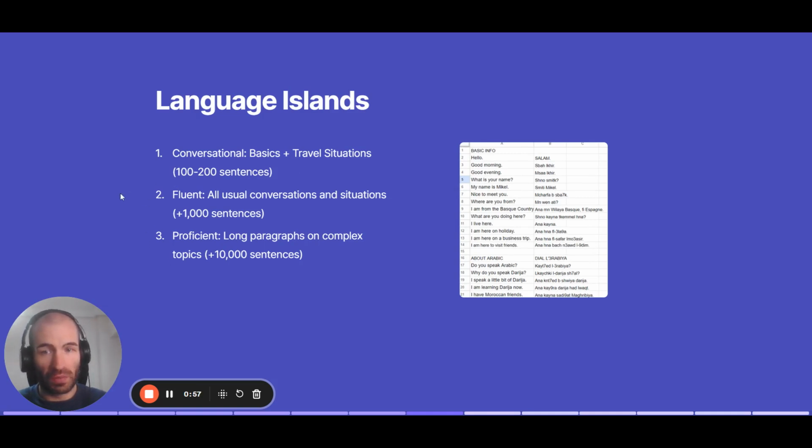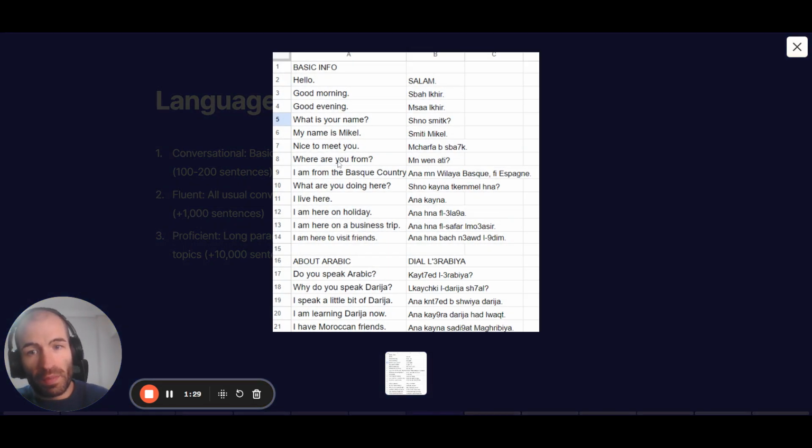First one is conversational, so the basics: introducing yourself, talking about why you're learning the language, greeting people, travel situations as well, including flights, taxis, hotels, reservations, restaurants, and so on. Basic interactions should be between 100 and 200 sentences. You write them by topic, by situation, translate it, and you memorize the list.